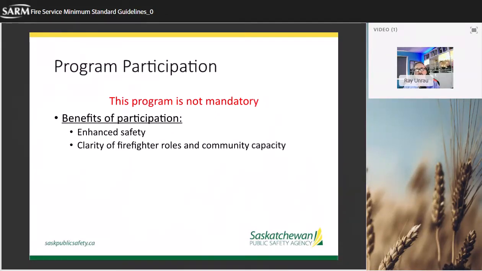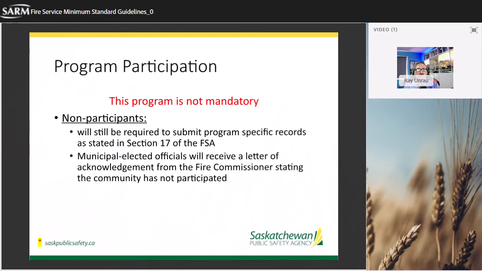Almost wrapping up here, just to say that this program again is not mandatory. We feel the benefits will be enhanced safety, and that the clarity that will come from defined standards will help departments both in their relationship with their communities and with their elected officials and administration. We're not making this mandatory.